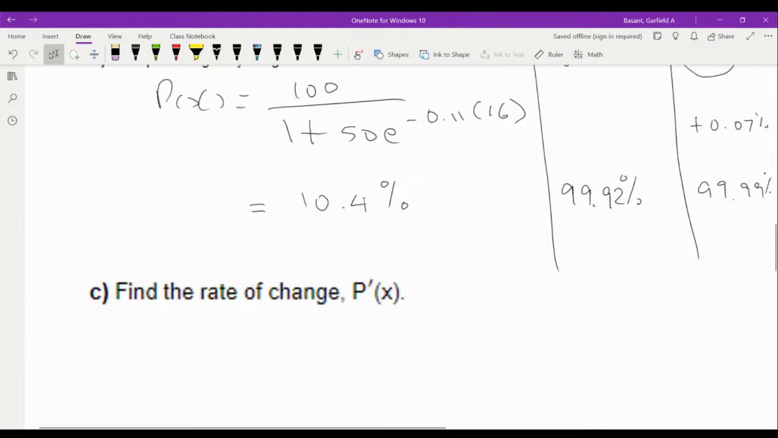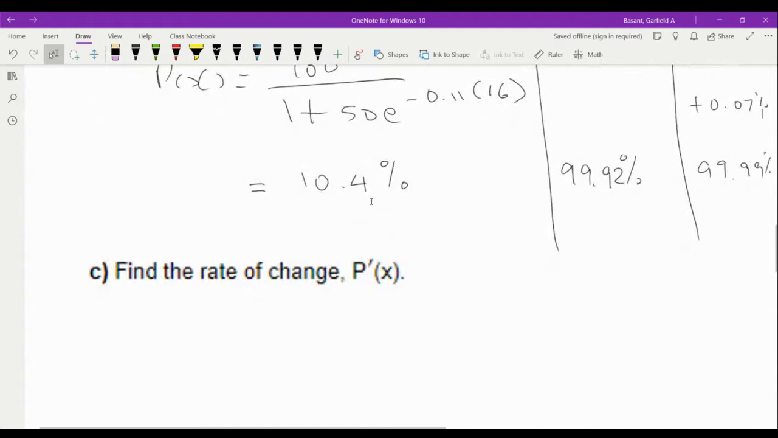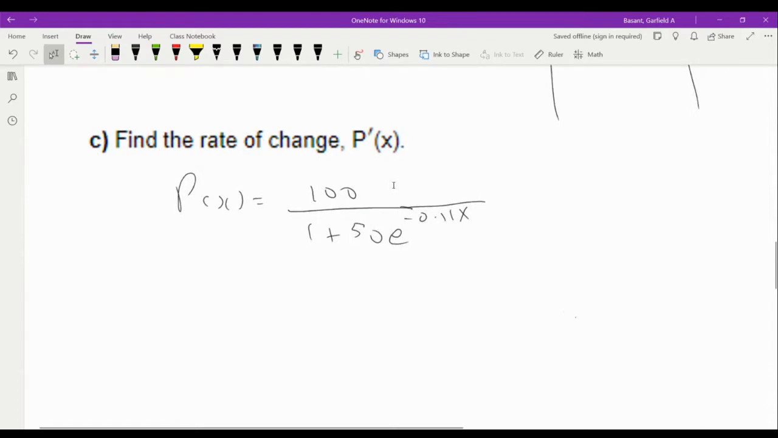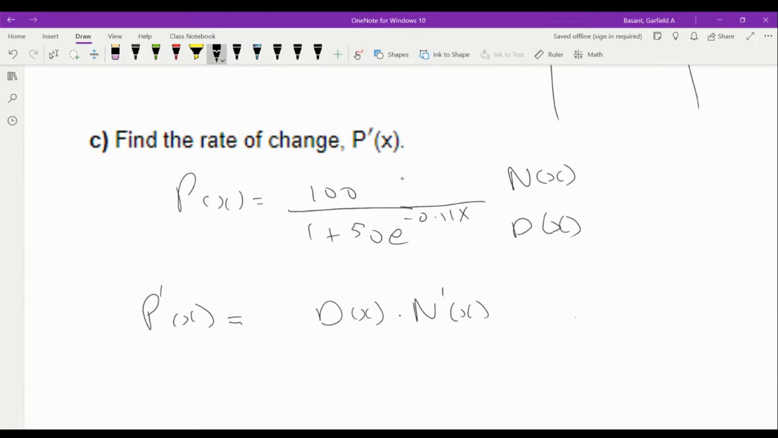All right, find the rate of change of P, or P prime of x. So once again, P of x is equal to 100 over 1 plus 50 e to the negative 0.11x. How do we find P prime? Unfortunately, there is no shortcut for this. Which rule are we using? The quotient rule. Very good. So this is our numerator, and this is our denominator. If you remember, the quotient rule says the denominator times the derivative of the numerator minus the numerator times the derivative of the denominator, over the denominator squared.